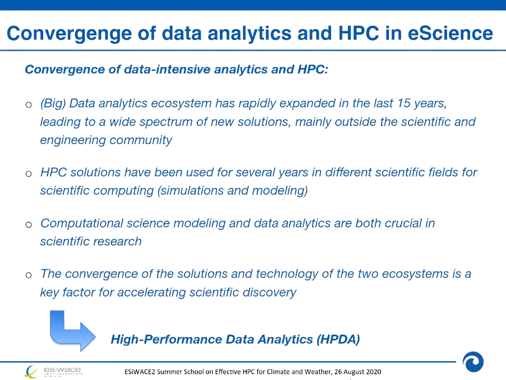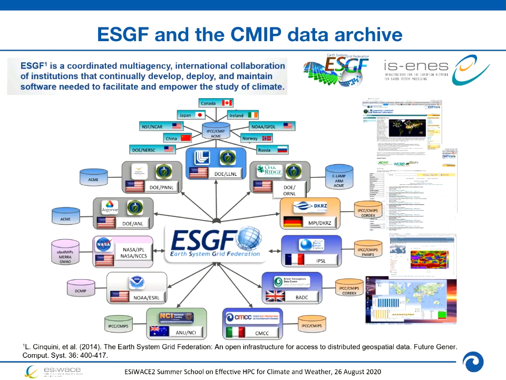I'll now move to challenges which are more related to the field of data. Climate science is critically dependent on the availability of reliable infrastructure for accessing large quantities of data. The Earth System Grid Federation, which is shown in this slide, is a coordinated multi-agency international collaboration which aims at developing and maintaining software infrastructure for supporting global climate change research.